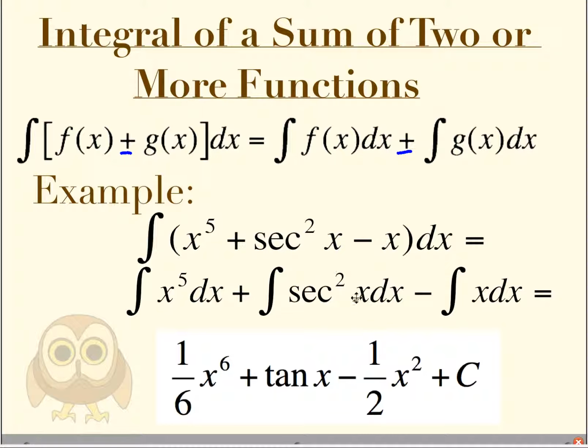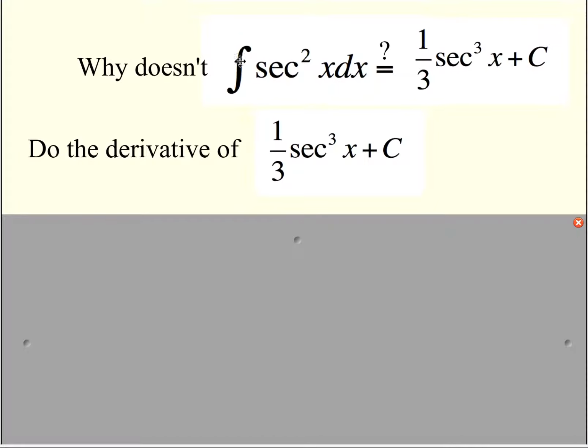So I want to go back to the integral of secant squared of x. So how did I know the antiderivative of it was tangent? I didn't have to use the power rule here. So why isn't the integral of secant squared x dx equal to 1/3 secant cubed of x plus c? Why doesn't that power rule apply here?